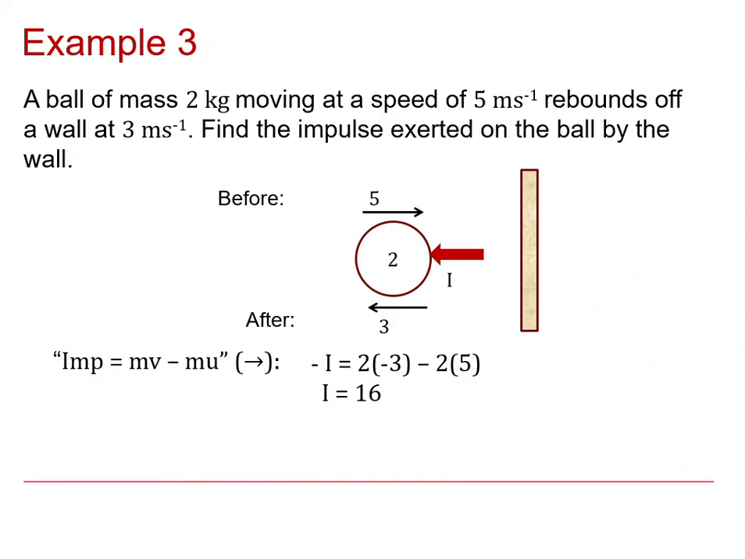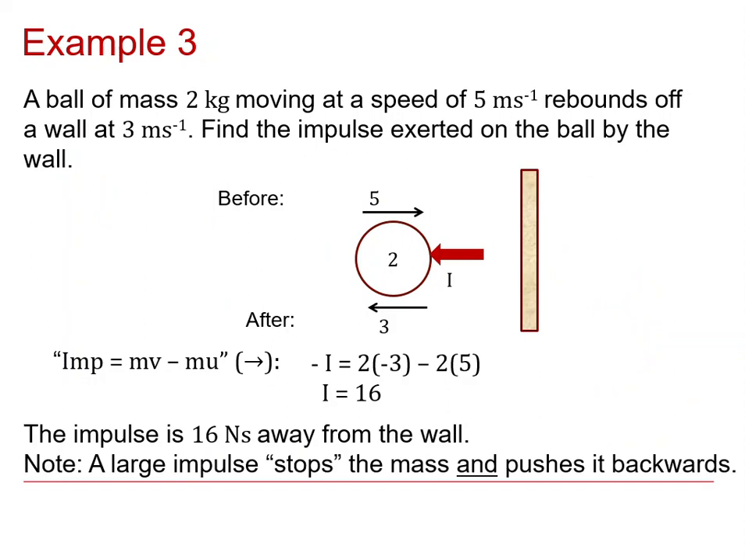16, and the impulse which the wall imparts to the ball during the almost, we say in modelling terms, 0 time is 16 Newton seconds. So there's the answer in context with the units. Notice the importance of saying the direction, even though in this case it's pretty obvious. And notice again that a large impulse stops the ball in its tracks and sends it back on the way from which it came.